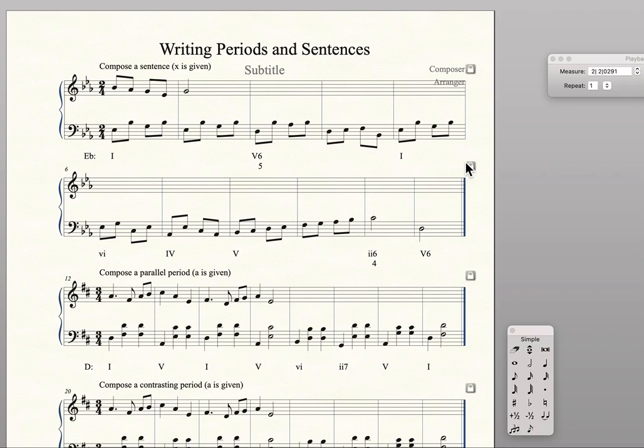So this is a backwards looking way of working on understanding periods and sentences and things where we know the definitions. We've looked at recordings and scores, and now you're going to try and apply that through some simple composition. For instance, here it's compose a sentence, and the beginning has already been given to you. So if I hit play, maybe from the beginning.